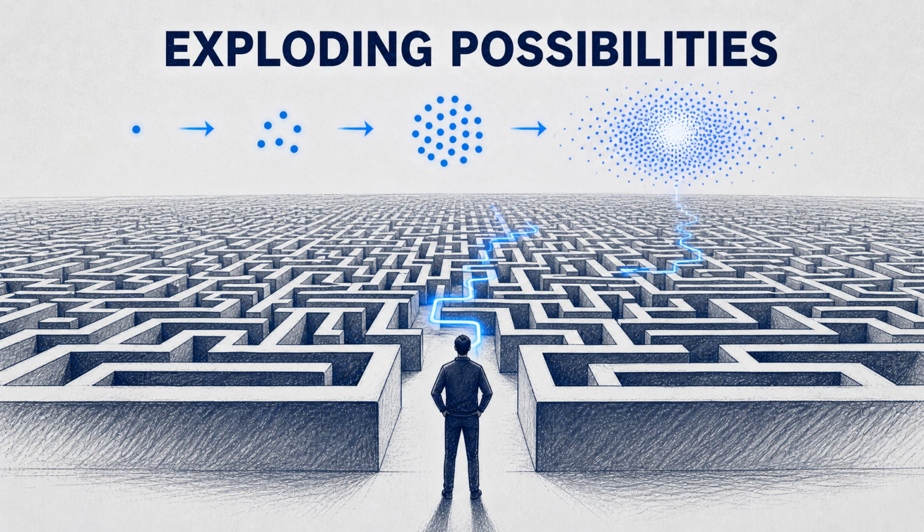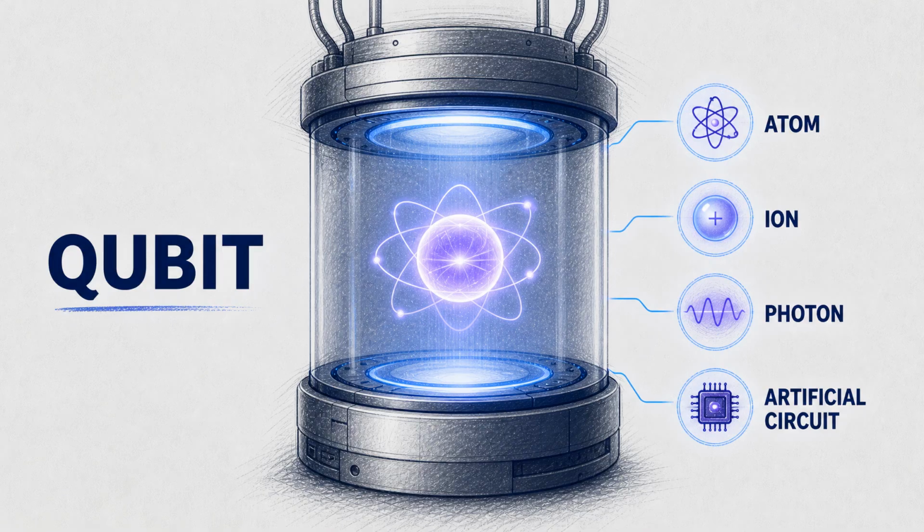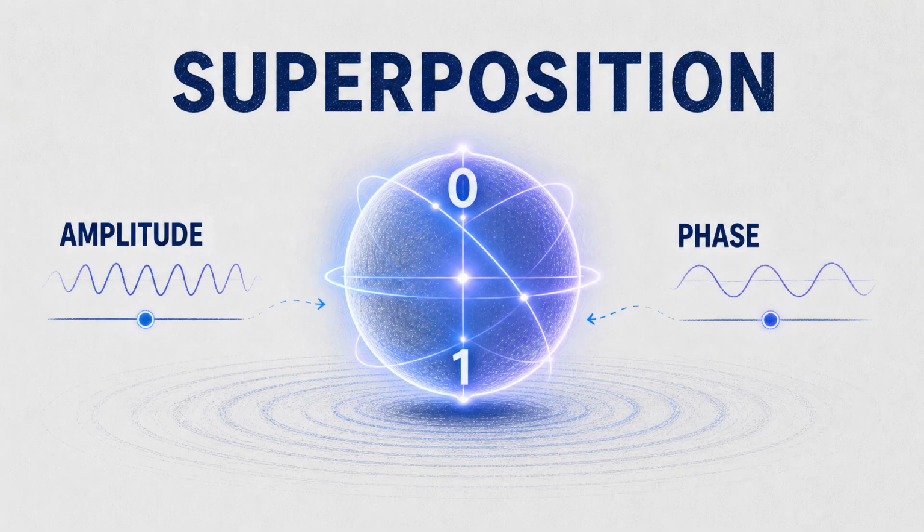When the input gets a little larger, the number of possible answers can explode. A classical computer may still follow the rules perfectly, but the path can become far too long to finish in a useful time. A quantum computer uses qubits. A qubit is not just a tiny classical bit. It is a physical quantum system such as an atom, ion, photon, or artificial circuit, controlled carefully enough to carry quantum information.